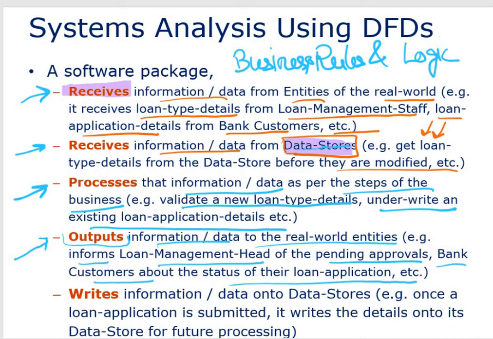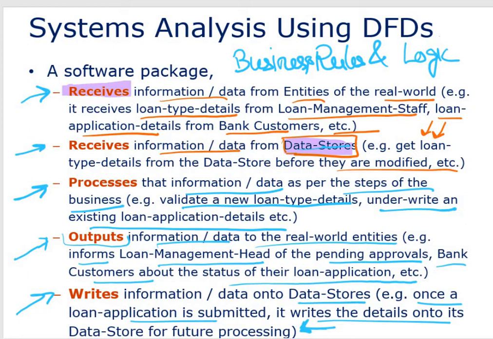And then the last one will be writing. So it writes the information or data onto the data store. For example, once a loan application is submitted, it writes the detail onto the data store for future processing. Or even I need to have those details so that I can send some future promotional offers as well. So I'll be writing some details to the data stores. Or even after giving, let's say, a green signal for the loan application, then also I need to write it onto my database.